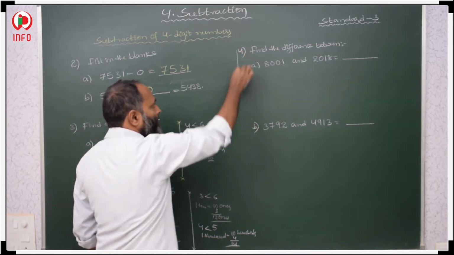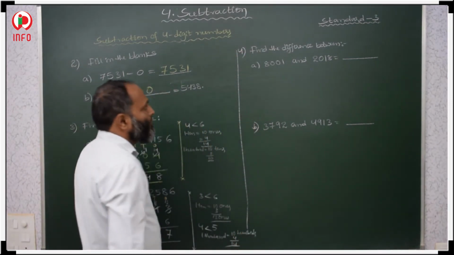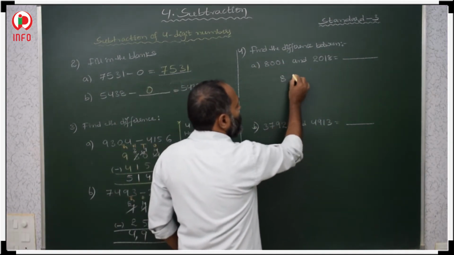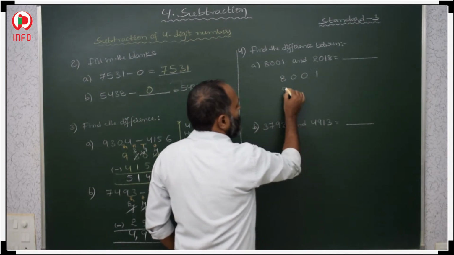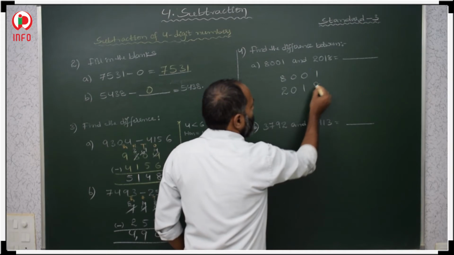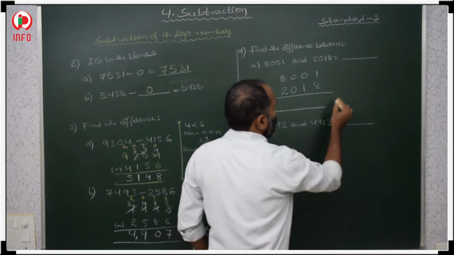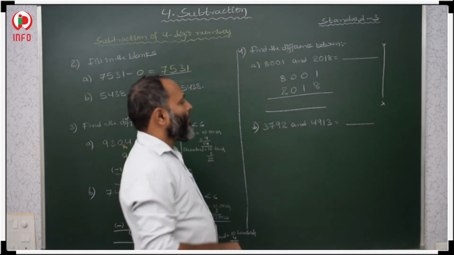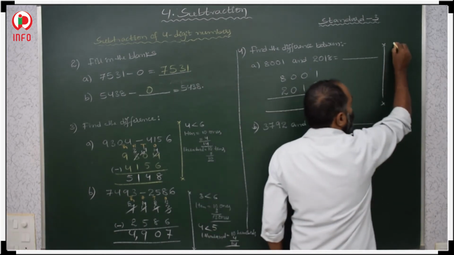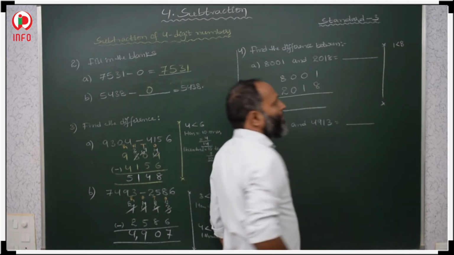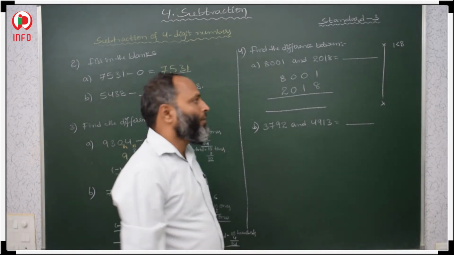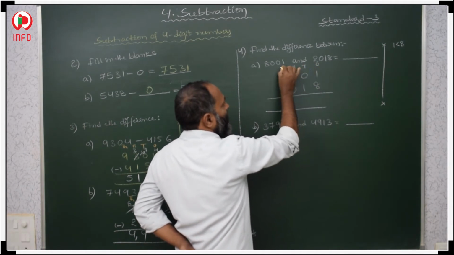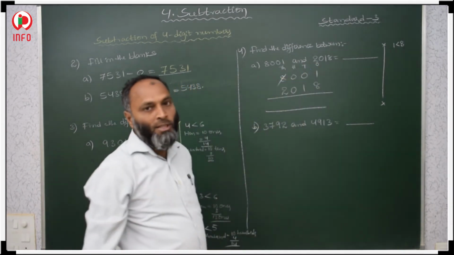Now find the difference between. First we have to take the bigger number, next the smaller number. Here this is a rough column. 1 minus 8. Here 1 is less than 8. Now you take borrow from here. This is ones, tens, hundreds and thousands. You take 1000 from this.